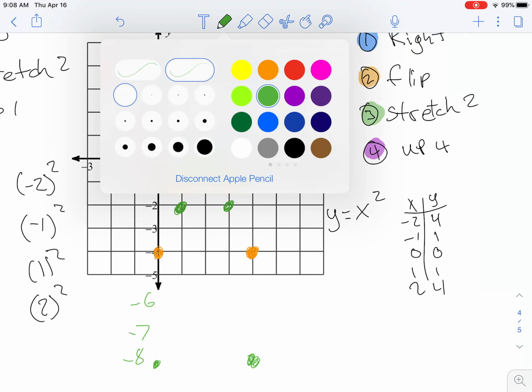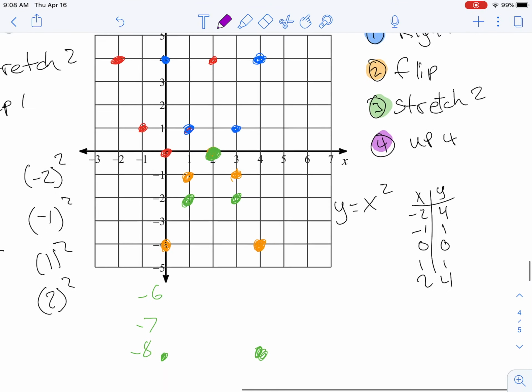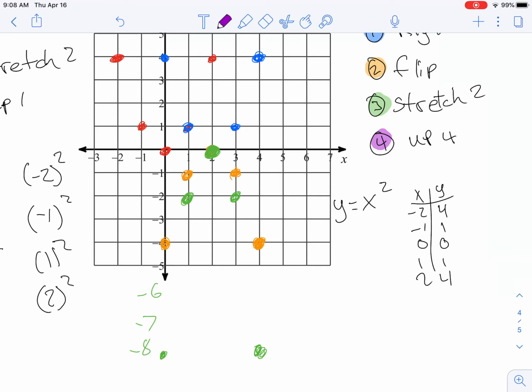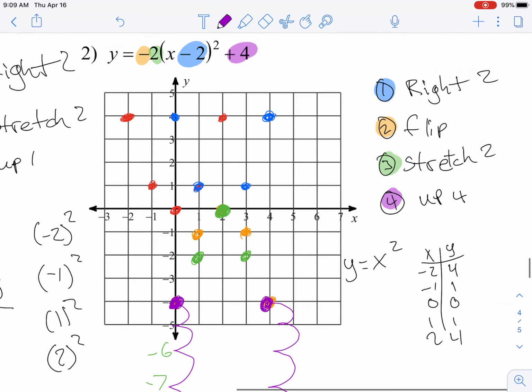Okay, up 4. So in purple, I'm going to move every green point up 4. 1, 2, 3, 4. Yeah, see, we made it back onto the graph. 1, 2, 3, 4, back onto the graph. 1, 2, 3, 4. 1, 2, 3, 4. Sometimes you'll overlap points. It's fine. 2, 3, 4. Okay, so I moved all of my purples.